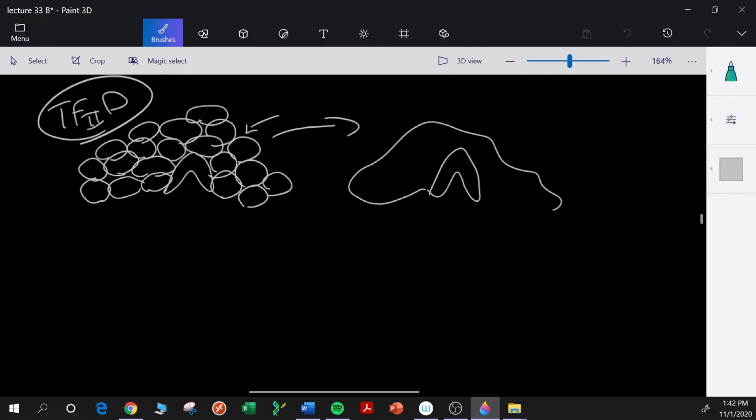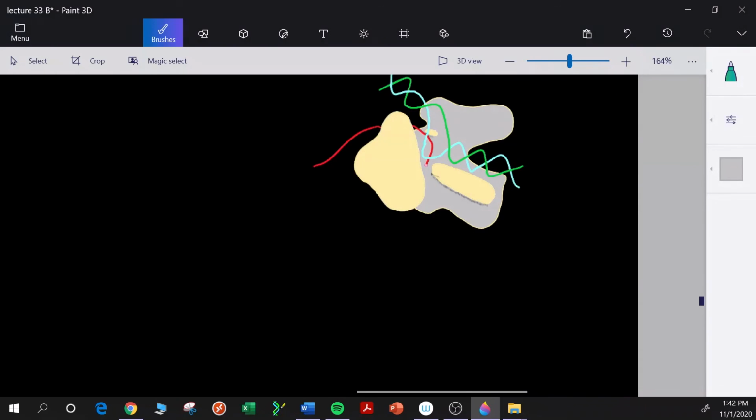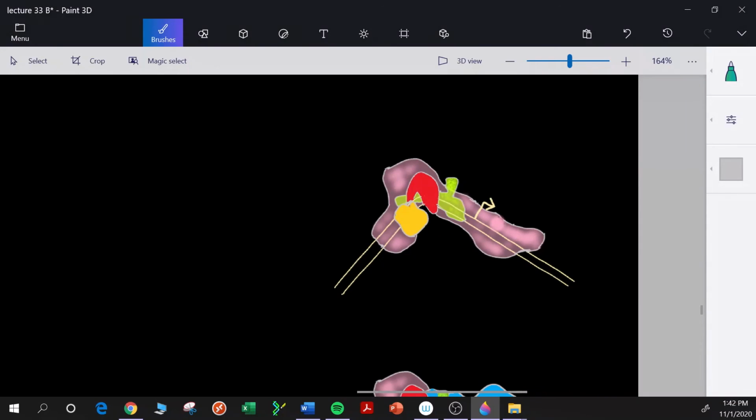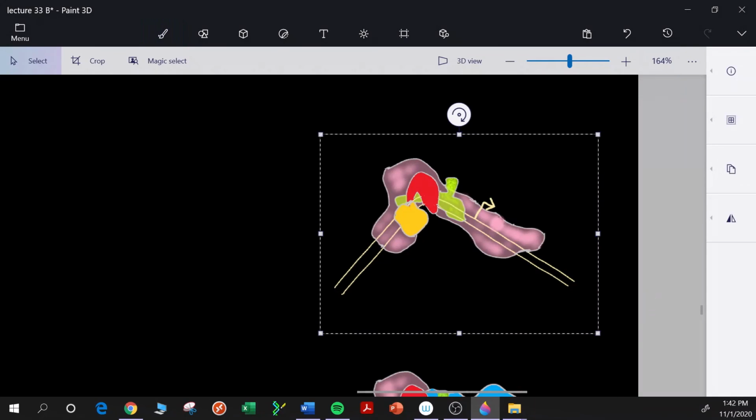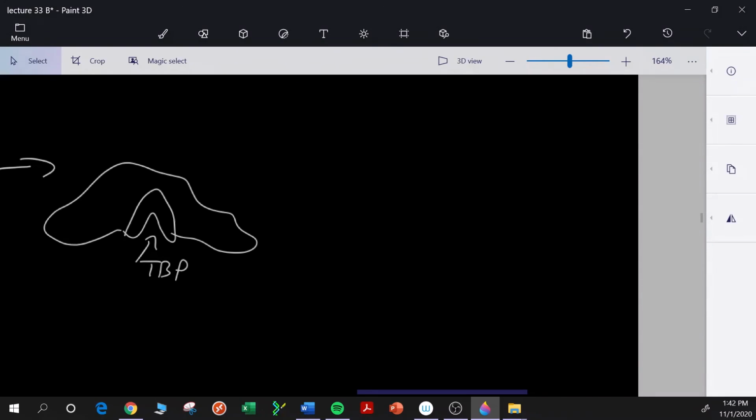So this cloud-like structure behind TBP right here just represents the various TAFs that can be associated with TBP. I already have this diagrammed for us to speed things up, so let me go down here and copy it. There is our RNA polymerase, and here is the upstream promoter complex. I'm going to select this, copy it, and go back up here.